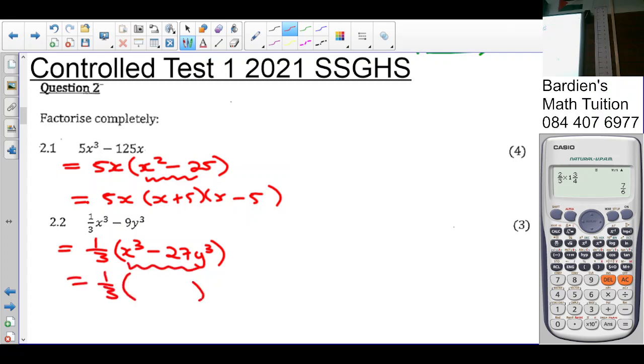Difference of cubes. So what's the cube root of x cubed? x. Minus, of course, that is minus. What's the cube root of 27y cubed? 3y. So square the first term, I get x squared. Negative becomes positive, x times 3y, 3xy. Then 3y whole squared is going to be positive 9y squared. Okay.